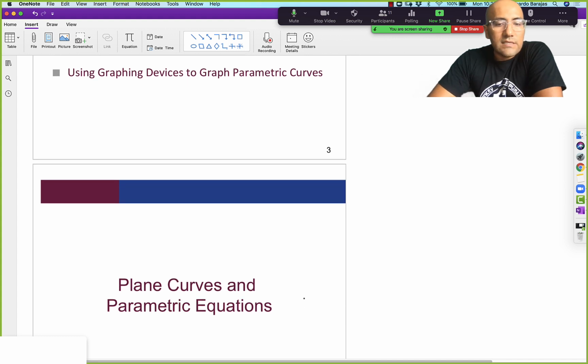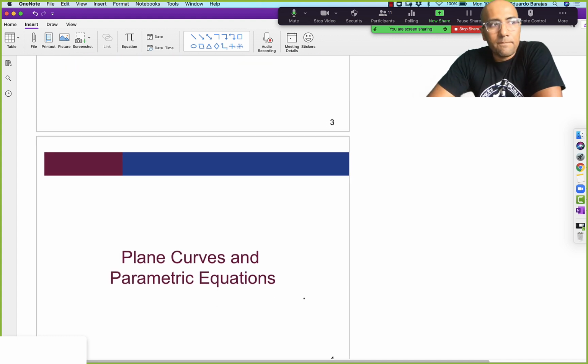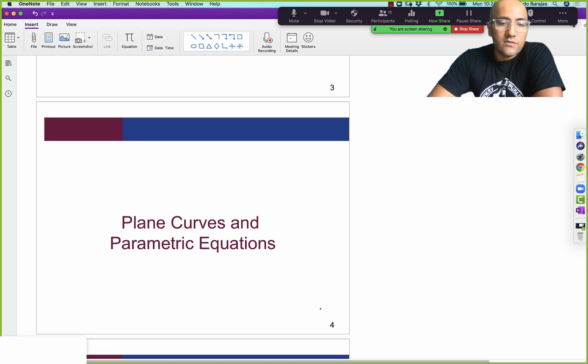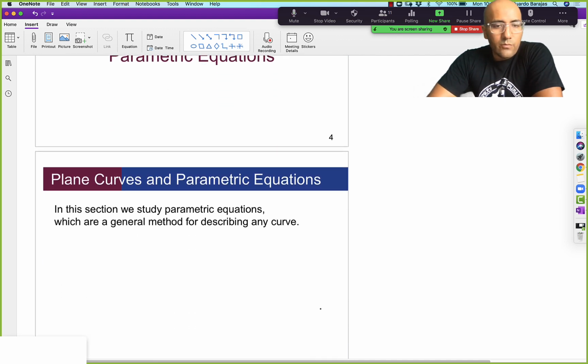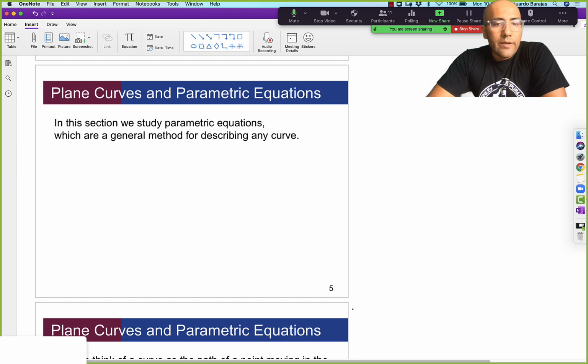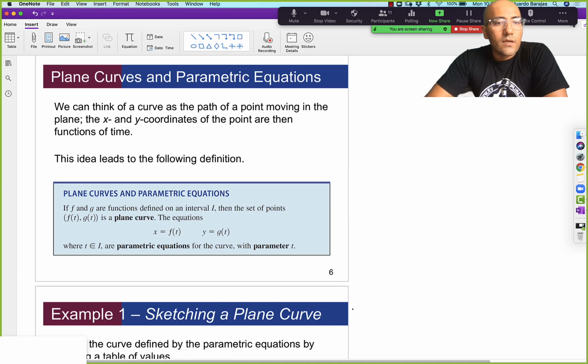Just like before, the easy ones we do by hand, and then they very quickly get complicated, so then we want to use technology to help us graph them, but we want to get a good idea of what's happening. Even if technology takes over, we have a sense of what the technology is doing. Okay, so parametric equations. We can think of a curve as a path of a point moving in the plane. The xy coordinates of that point are then functions of time. So this idea leads to the following definition.